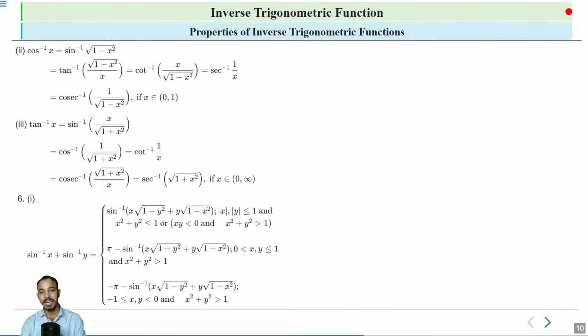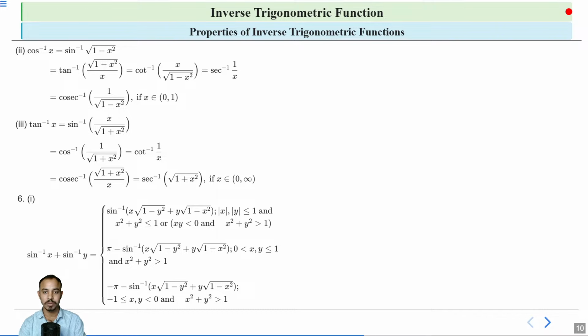Okay, and when minus 1 is less than or equal to x, y less than 0 and x square plus y square is greater than 1, then sine inverse x plus sine inverse y is equal to minus pi minus sine inverse of x times square root of 1 minus y square plus y times square root of 1 minus x square. Okay, very important this formula.